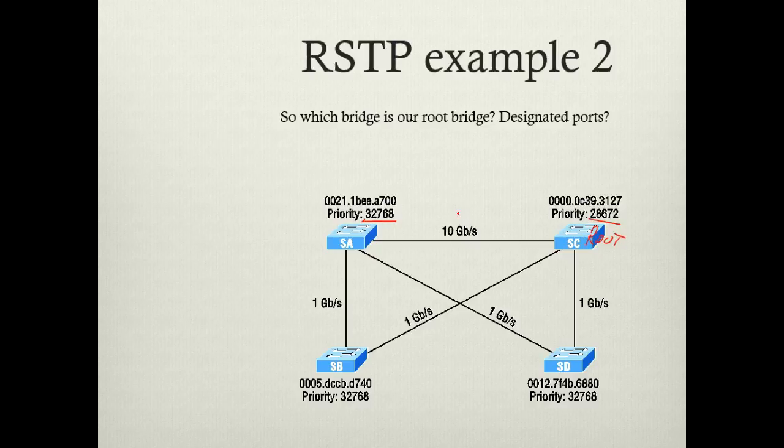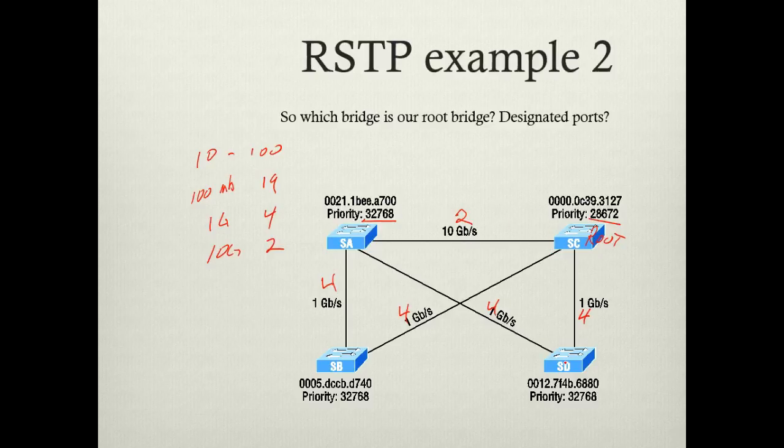A 10 gig is going to be a cost of 2. All of these gigabits are going to be a cost of 4. And these are costs that you can look up. You used to have to remember three tables. Now you only have to remember the one table. The 10 meg was 100, right? It's going to be unusual to see a 10 meg connection. The 100 meg was 19. The 1 gig was 4, and the 10 gig is 2. So when we do these things, this is going to be the root.